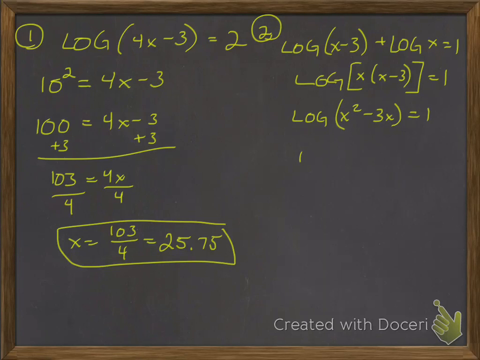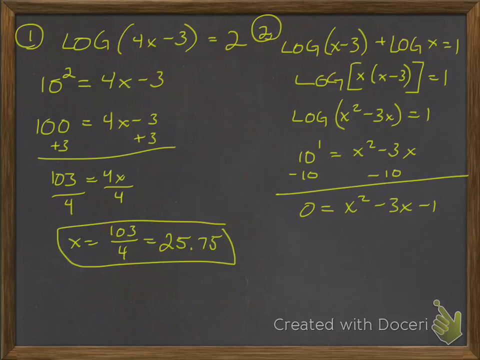Again, it's a common log with the base 10. So now I can change it to exponential form. 10 raised to the first is equal to x squared minus 3x. To solve this, because it's a quadratic, get everything on one side, and you're going to have to factor. Okay, so this factors into x minus 5 times x plus 2, which means I have x equals positive 5 and negative 2.